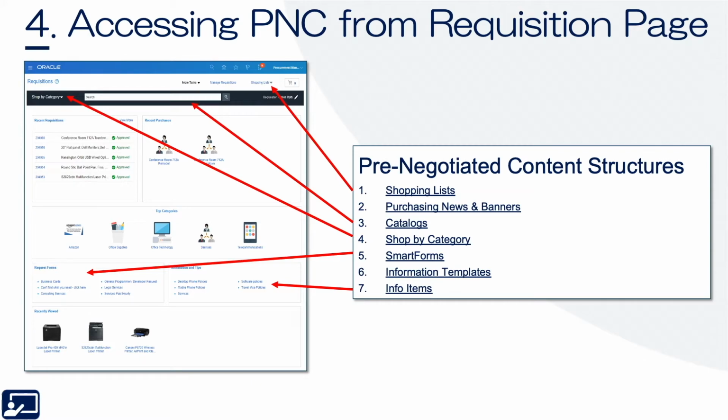Fourth topic, accessing pre-negotiated content from the requisition page. You can see on the left here, this is the requisition homepage. Pre-negotiated content, let's just say again, a local catalog item, could be used or referenced in a shopping list. It could be part of the catalog, so you could search for it. It could be under the shop by category, where you drop that down and it trolls through the purchasing categories. And you can turn on this idea of parentheses and numbers, so if you have 7 items under the server category, you can see that. But that's all for pre-negotiated content there. Then you have SmartForms, we talked about those, and informational items.